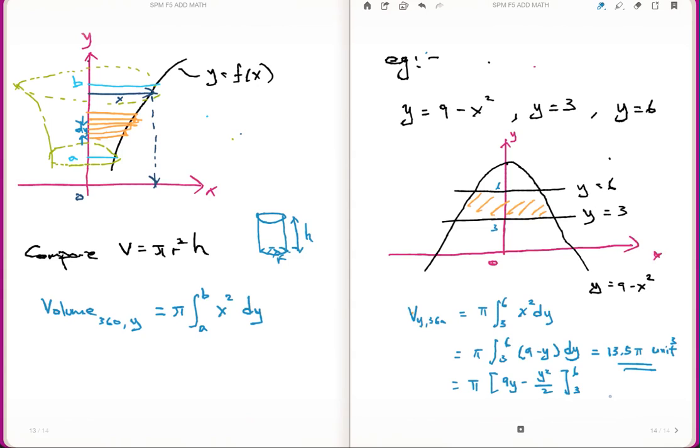Okay, the ability to get x squared from here, that's how you get to here. This is the general equation.